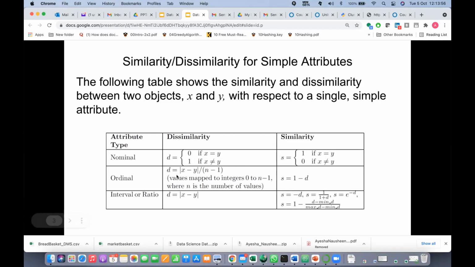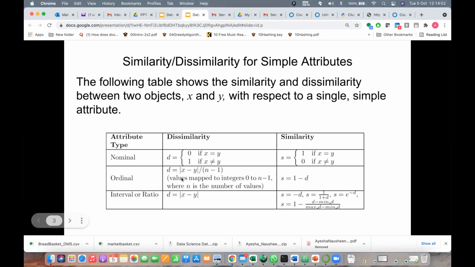X and y are two objects. Then what is the mod value between them? If they are ordinal, something like small, big, then there is no meaning of big minus small, how much value you get. So that is the problem here. Then we'll see examples of how we do this.